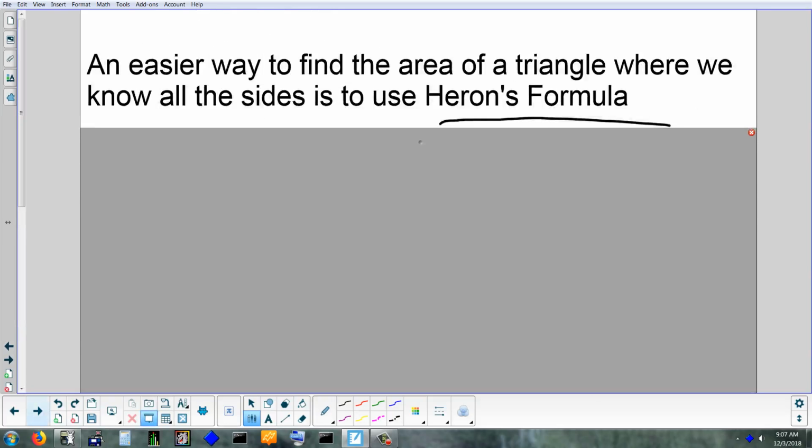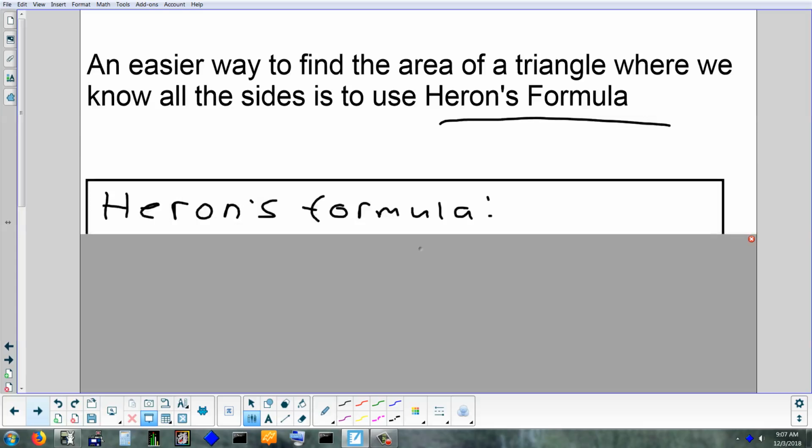And this is known as Heron's formula. Okay, so this is an easier way to find the area of a triangle when you know all three sides. Do you have to use Heron's formula? Nope. We just did the problem with all three sides and we didn't use Heron's formula at all. So you can do it the way I just showed you, or you could use this formula.